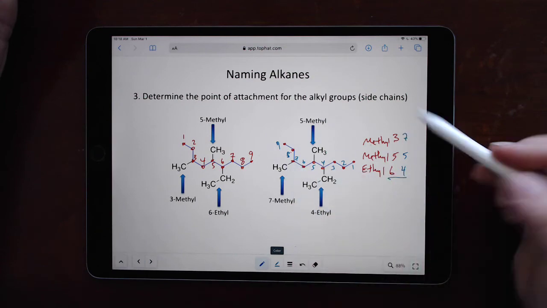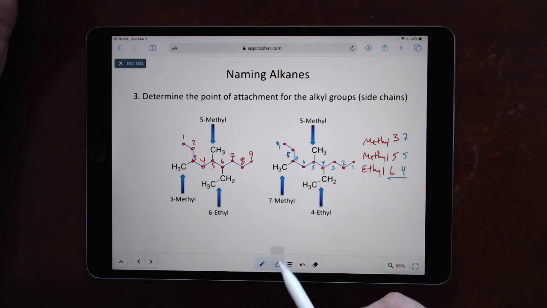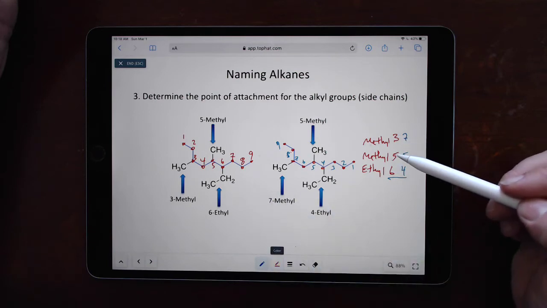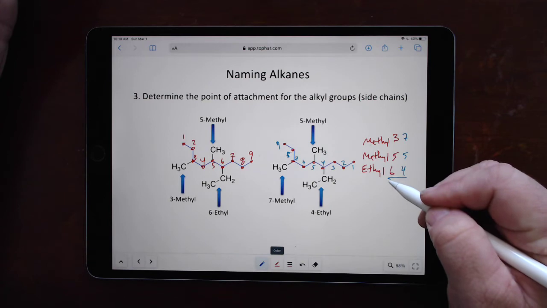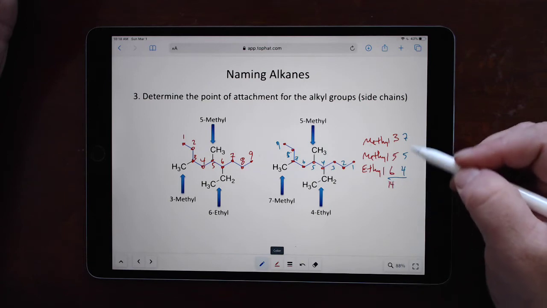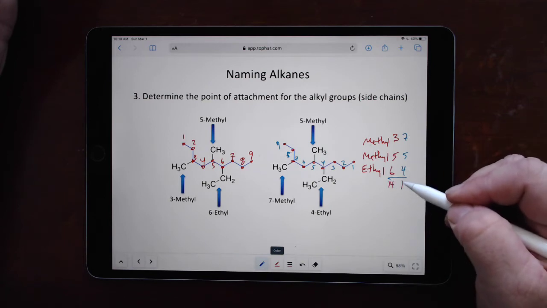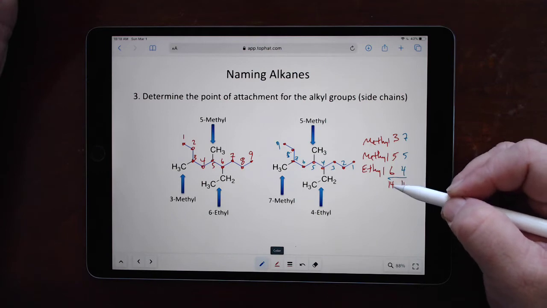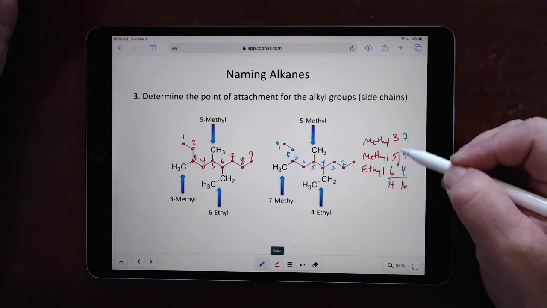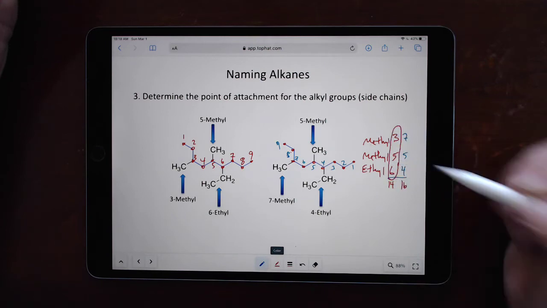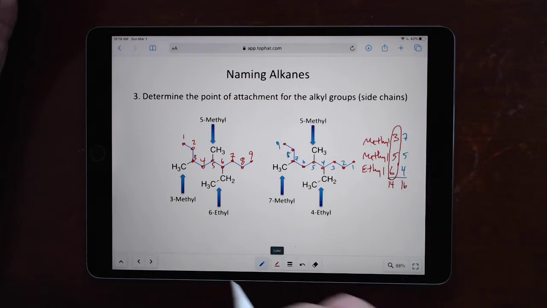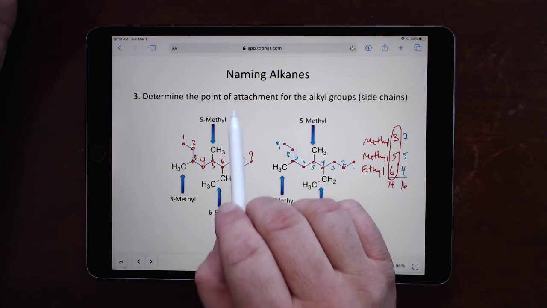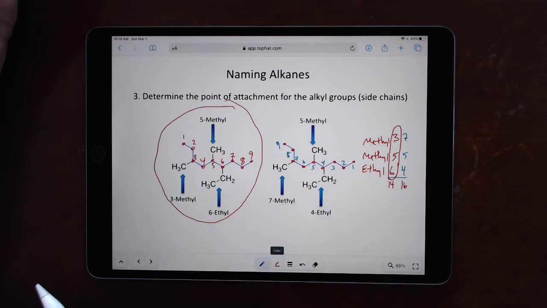So when you add them up, this one would be 8, and then this is 14. These guys here, that's 12. This is 16. Notice how these add up to a lower number than these, and so these are the numbers that we're going to be using. We're going to be using these numbers here.